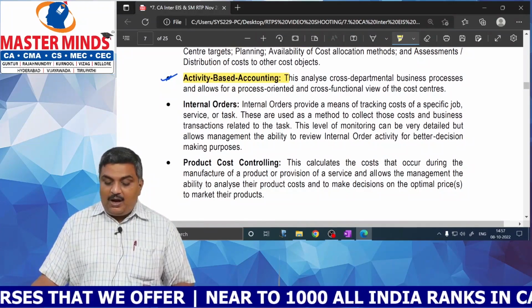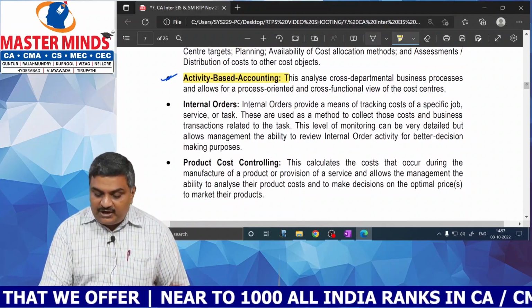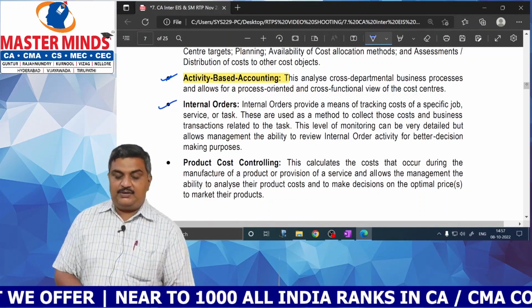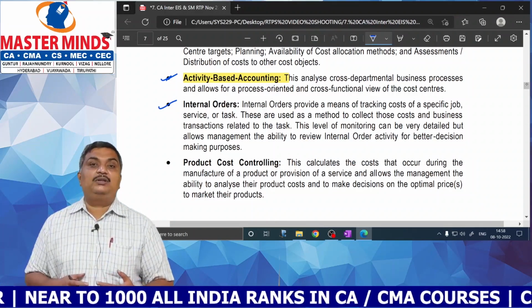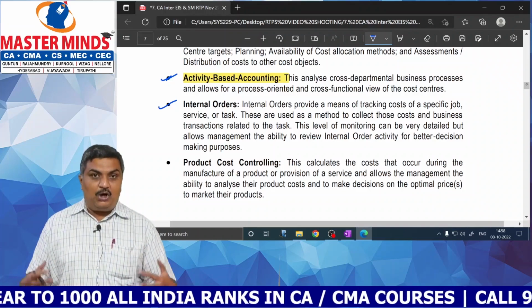And the next one, how the internal orders for a specific job have been processed. That we need to check out. So we need to check the costs that are incurred for a particular order to execute.